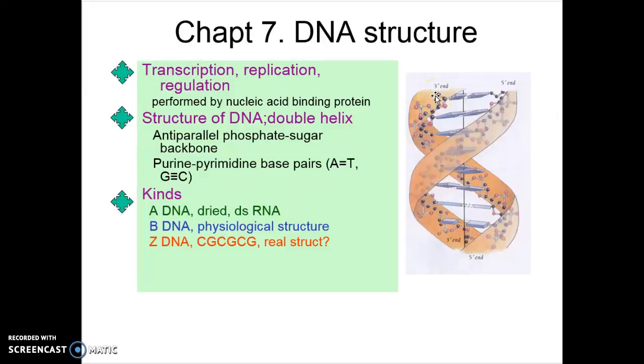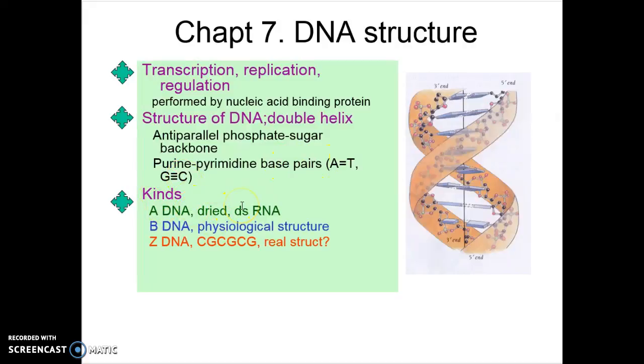This is physiological DNA, B form. Sugar phosphate backbones go anti-parallel, 3' to 5' and 3' to 5'. Notice that the central axis of the double helix goes through the middle of the base pairs, and that the base pairs are perpendicular to the axis. There are only two types of base pairs, AT and GC.